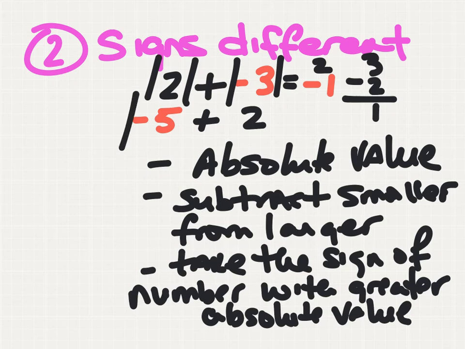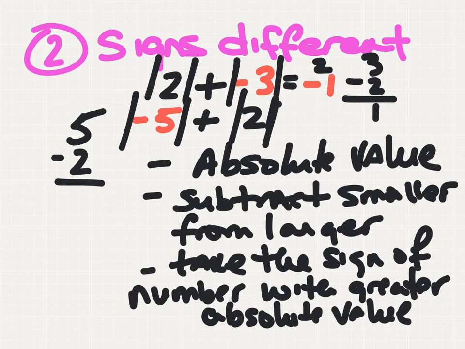The absolute value of negative 5 is 5. The absolute value of 2 is 2. 2 subtracted from 5, so 5 minus 2, the smaller is subtracted from the larger. 5 minus 2 is 3. Which number had the greater absolute value? Well, negative 5 did. So therefore, I take my sign from the negative 5. Negative 5 plus 2 is negative 3.